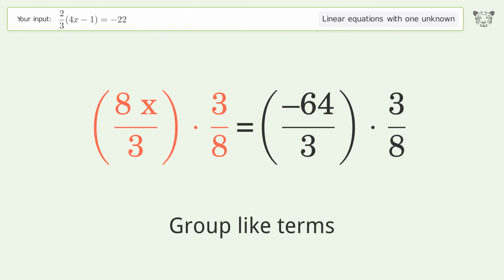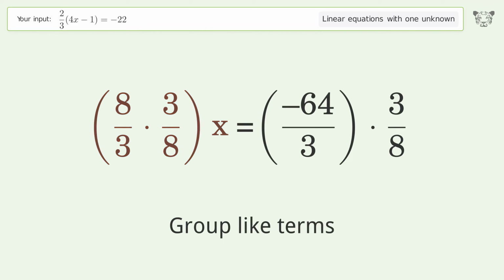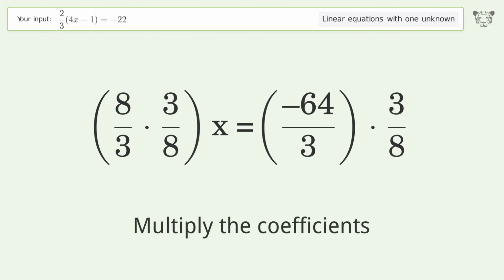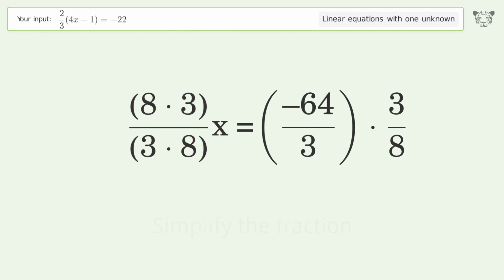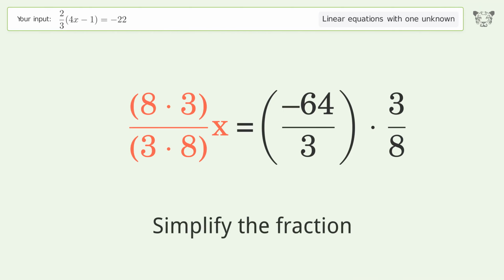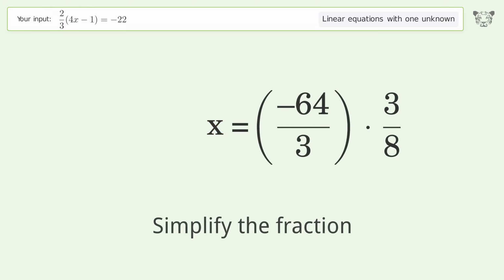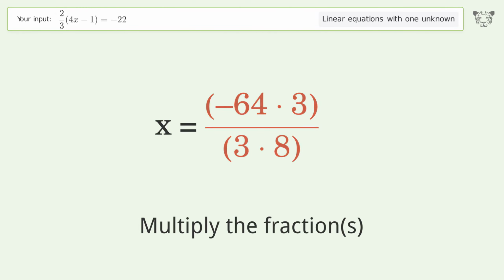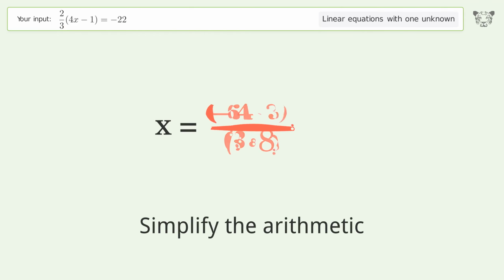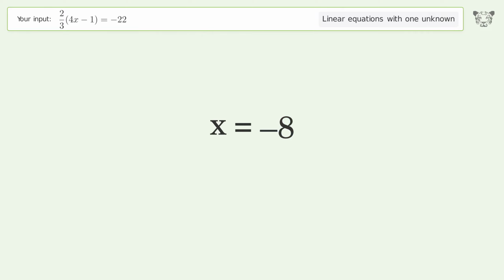Group like terms. Multiply the coefficients. Simplify the fraction. Multiply the fractions. Simplify the arithmetic. And so the final result is x equals -8.